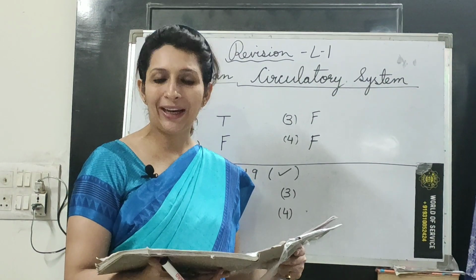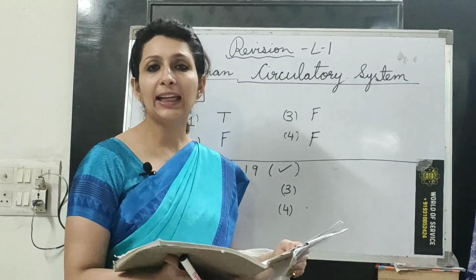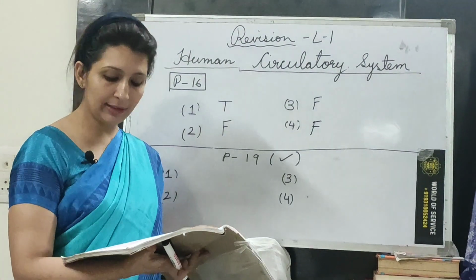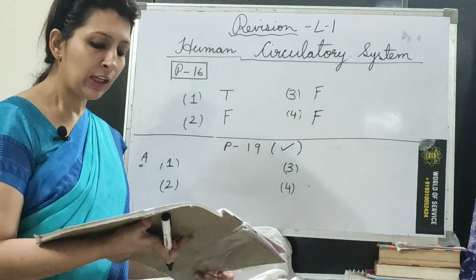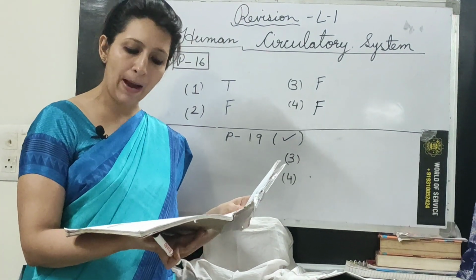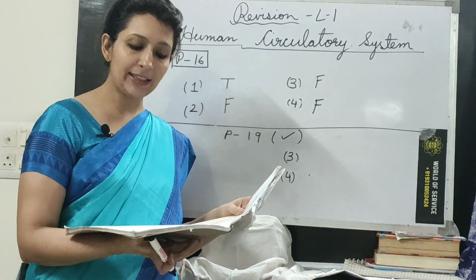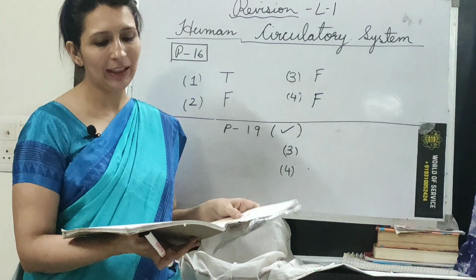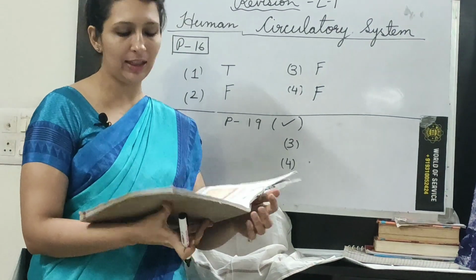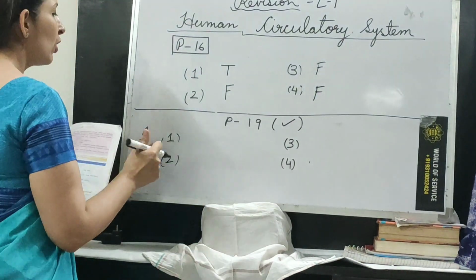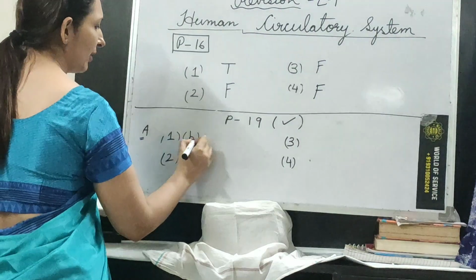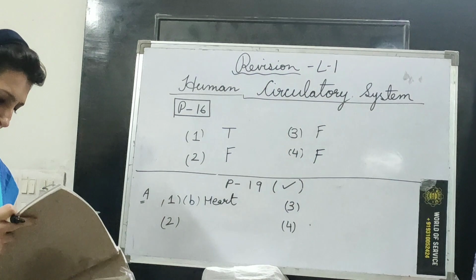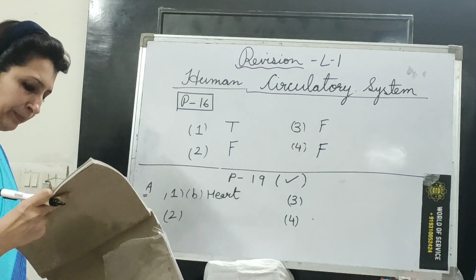Now children, come to page number 19. Tick the correct answer. Okay, so page number 19. Tick the correct answer. First one. Which of the following organs pumps the blood? Lungs, heart, artery, vein. Yes, everybody knows this, it is so easy because the lesson is based on this. Yes, it is heart. So B part is the correct answer.